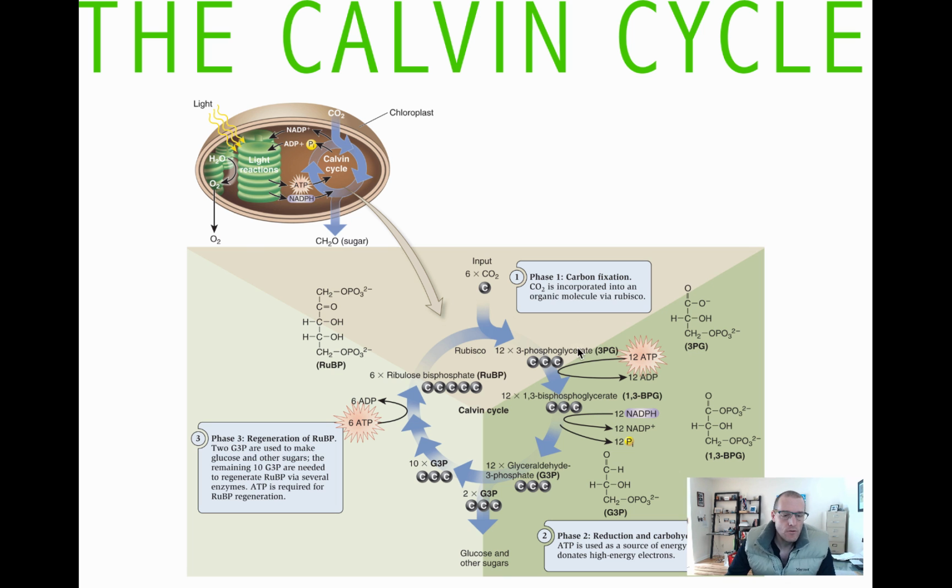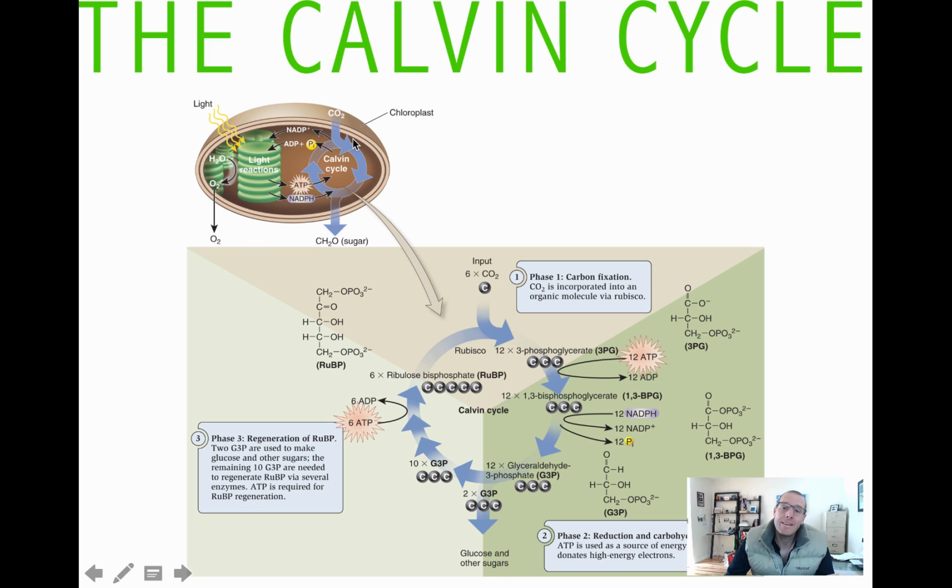Let's go back to the structure of the chloroplast up here in the top left. We talked about the light reactions that occur over here on the thylakoid membranes, and we oxidized water to produce oxygen and used those electrons ultimately to create a proton gradient that made us capable to produce ATP and NADPH. So the Calvin cycle is going to work in the stroma of the chloroplast.